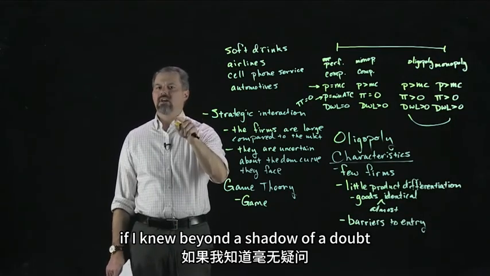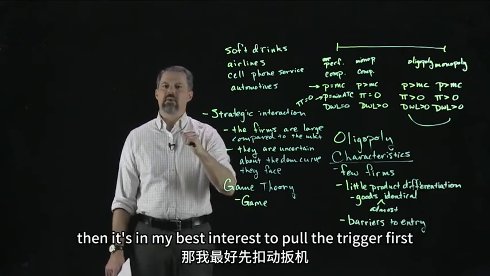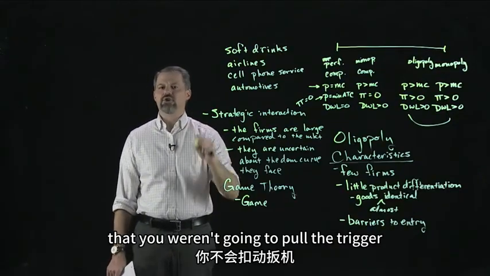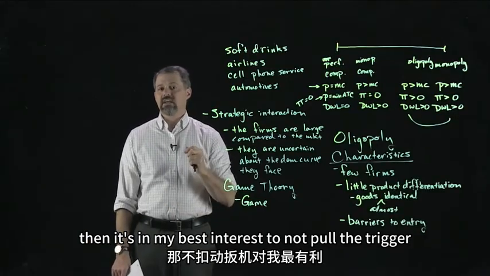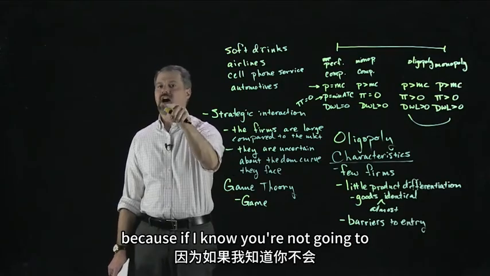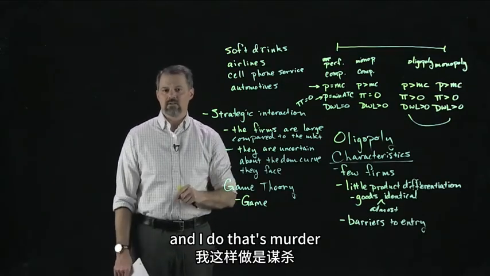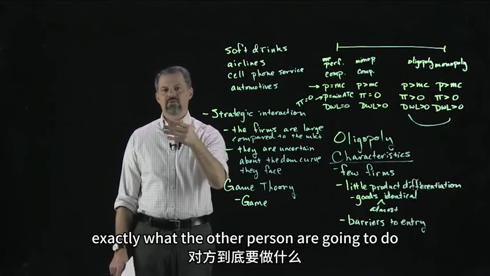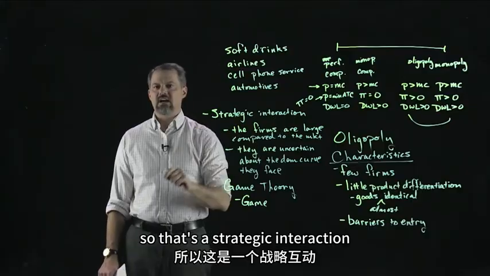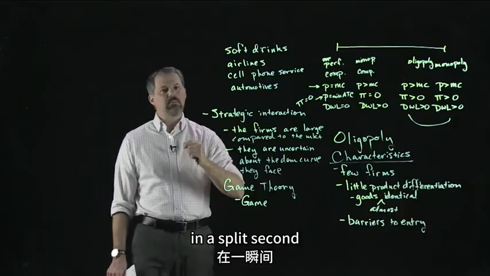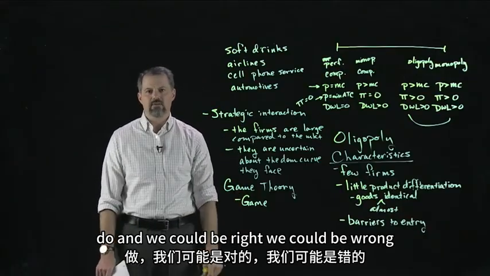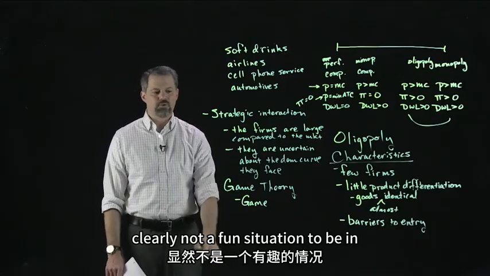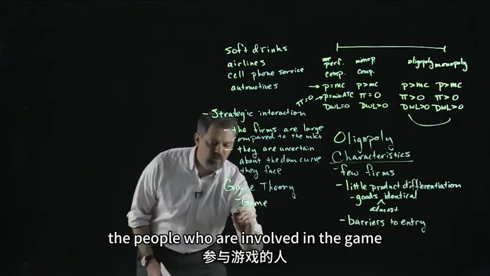If I knew beyond a shadow of a doubt you were going to pull the trigger, then it's in my best interest to pull the trigger first. On the other hand, if I knew beyond a shadow of a doubt that you weren't going to pull the trigger, then it's in my best interest to not pull the trigger, because if I know you're not going to, and I do, that's murder. And you face the same set of incentives. Now, neither of us knows exactly what the other person is going to do, so that's a strategic interaction. And we're going to have to, in a split second, make a decision about what we think the other person's going to do. And we could be right, we could be wrong. We would describe that as a game. Clearly not a fun situation to be in. The people who are involved in the game we would call the players.